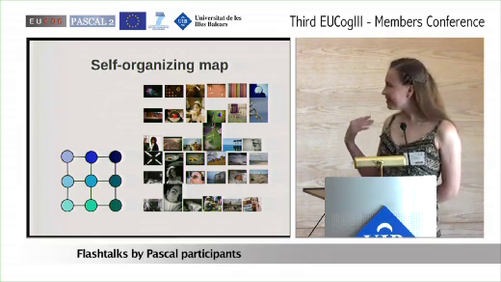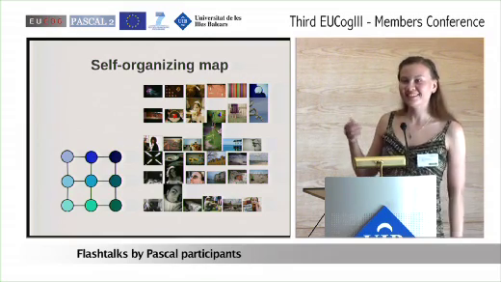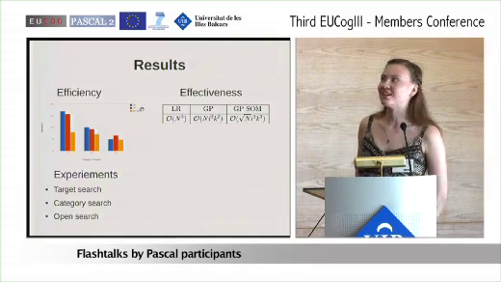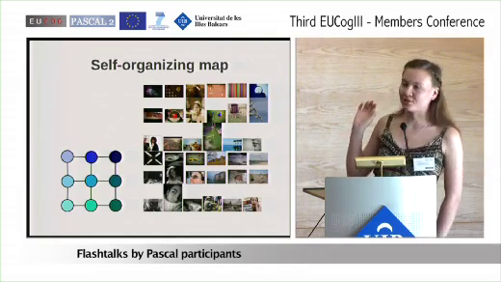Oh, can you go back? Sorry. You can see from this picture, this is an example of a map. We see that pictures that are close to each other in the grid are visually similar.